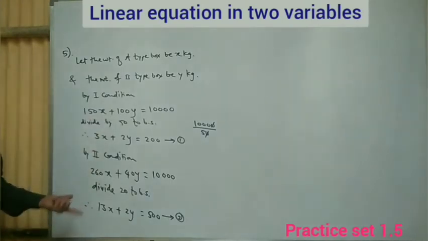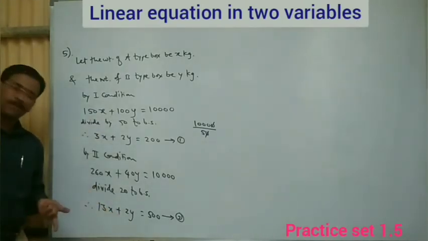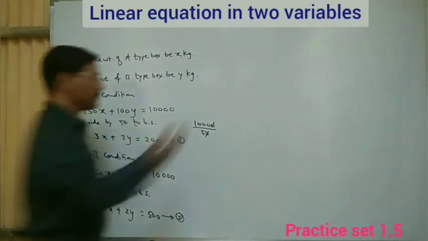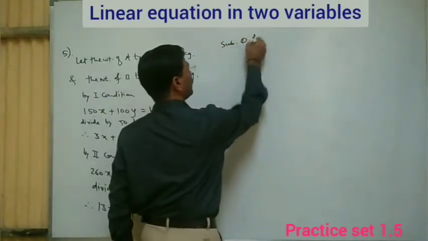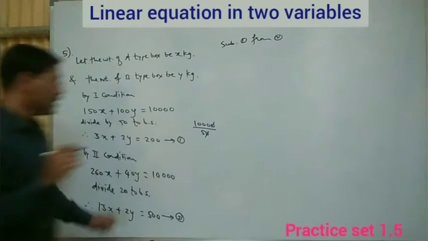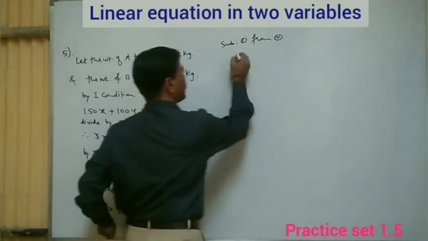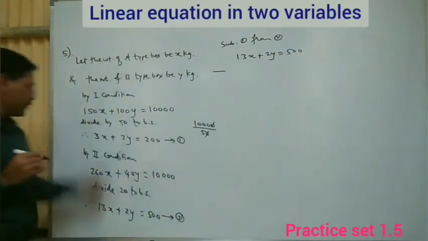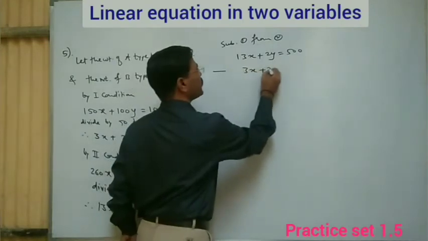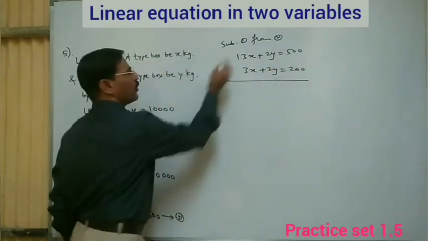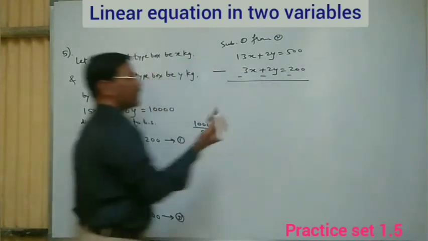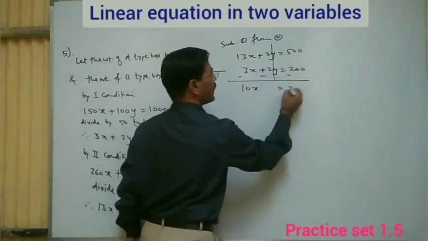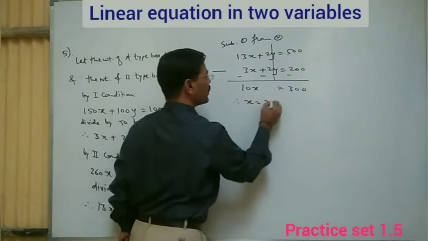Now the next part. Both have 2y, so this means subtraction. This is the bigger equation, so subtract 1 from 2. From 2, write the second condition first: 13x plus 2y equal to 500. Subtract 3x plus 2y equal to 200. Your usual procedure, change the sign. So 2y gets cancelled. Here it is 10x, that side 300, means x equal to 30.